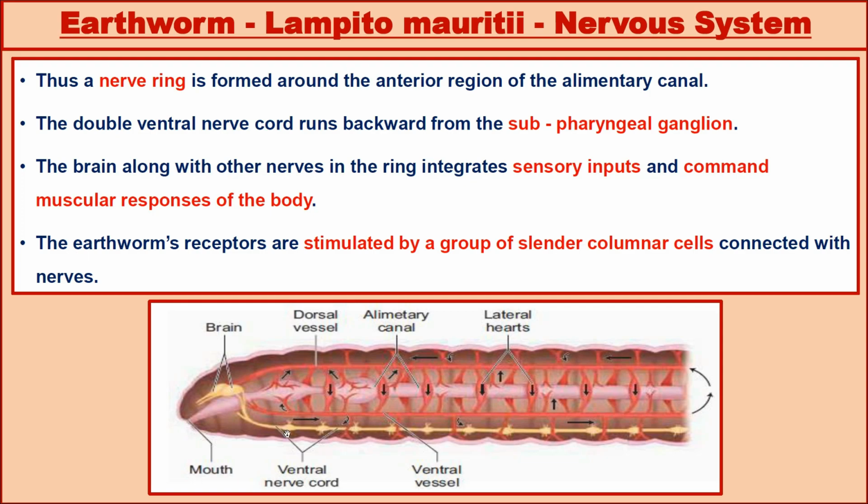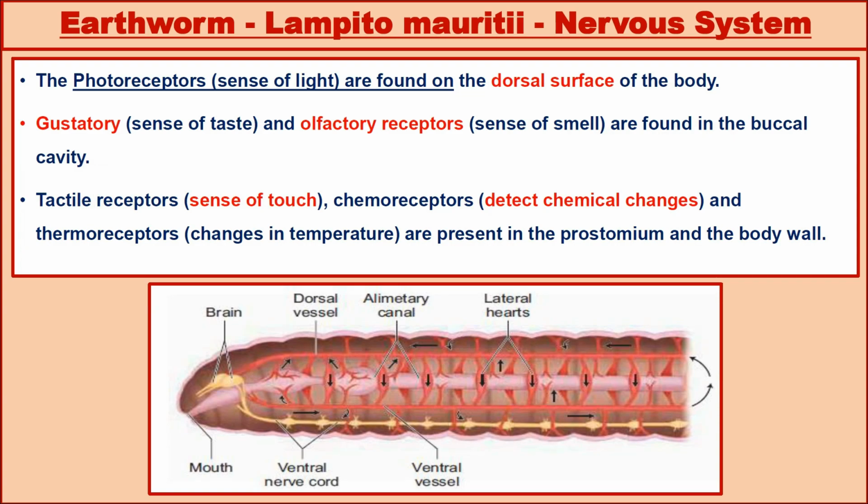The brain, along with other nerves, will integrate the regions which are responsible for the sensory input and give the command to the muscular responses of the body. Earthworms have many receptor organs, and they are stimulated by a group of slender columnar cells, and these cells are connected to the nerves. They have the photoreceptors for the sense of light, which lie on the dorsal surface of the body.